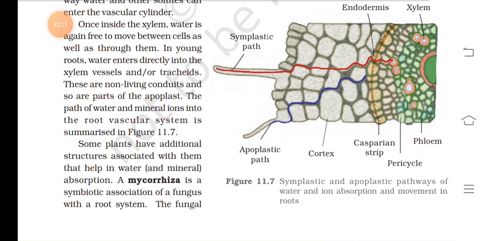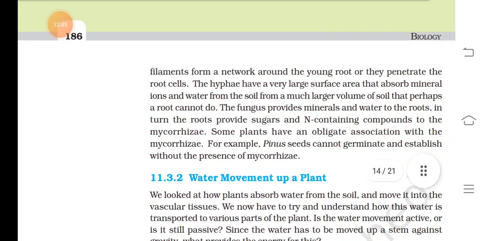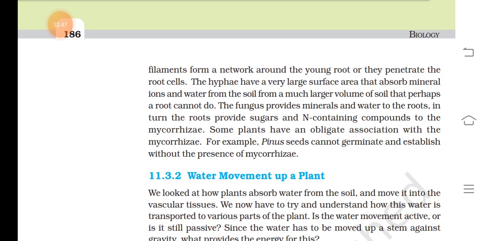Some plants have additional structures associated with them that help in water and mineral absorption. A mycorrhiza is a symbiotic association of a fungus with a root system. The fungal filaments form a network around the young root or they penetrate the root cells. The hyphae have a very large surface area that absorbs mineral ions and water from the soil from a much larger volume of soil than perhaps a root can.